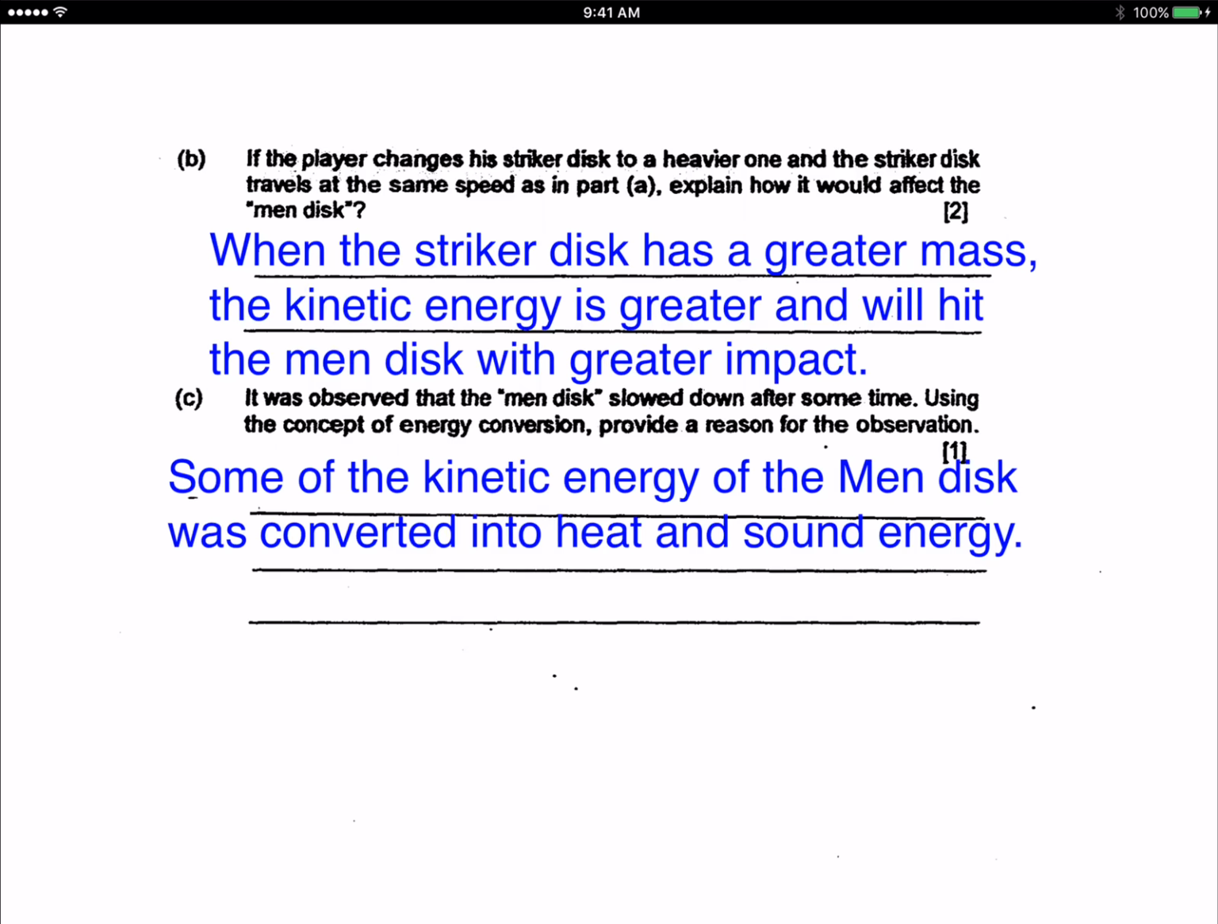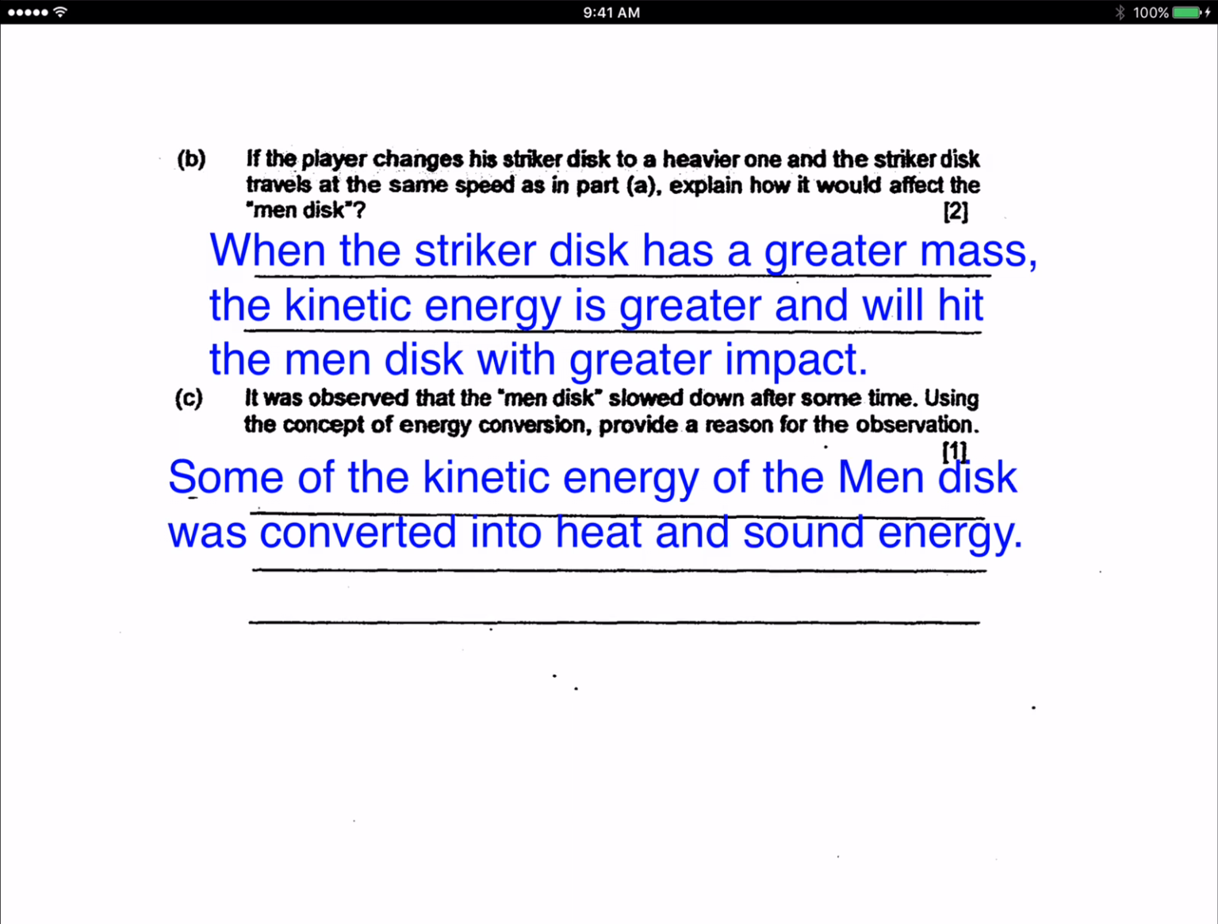Okay, next. Alright, move on with this one. So this one is a why. If he changes his striker to a heavier one, and the striker disc travels the same speed, how will it affect the main disc?